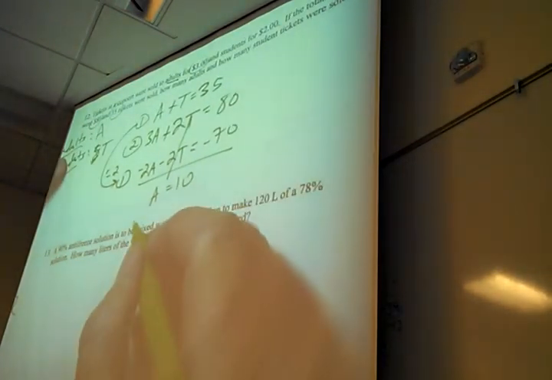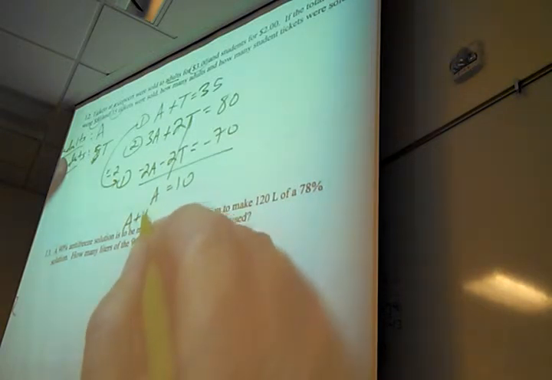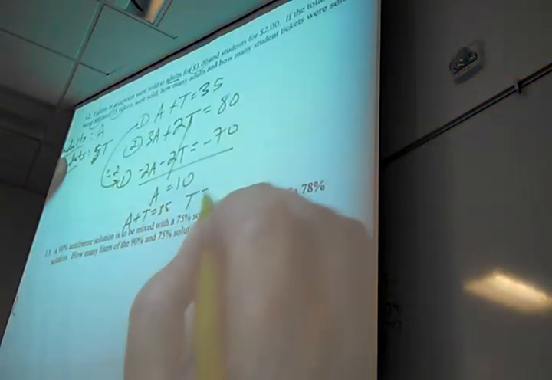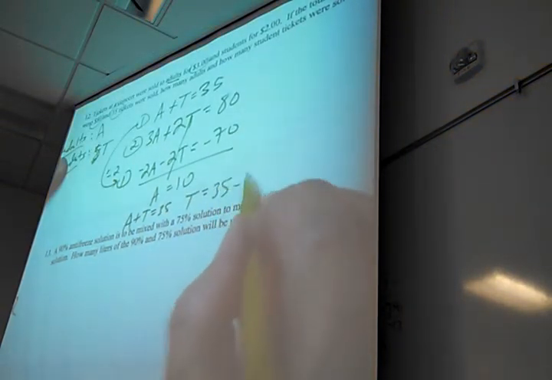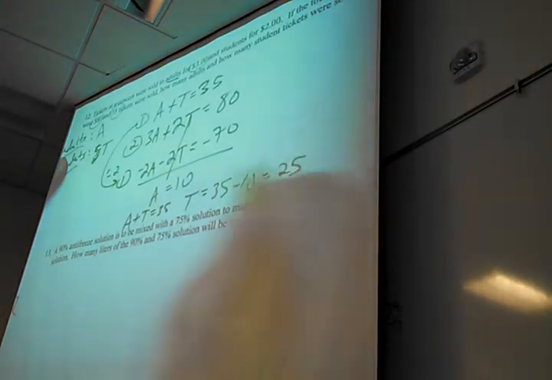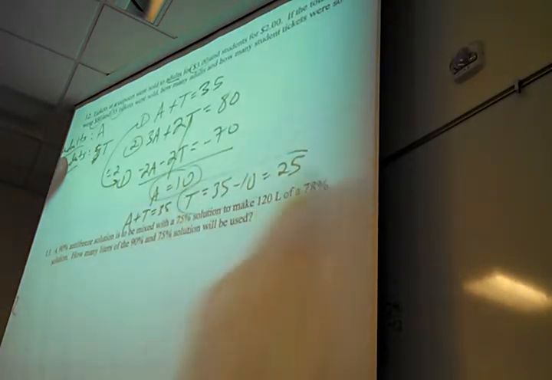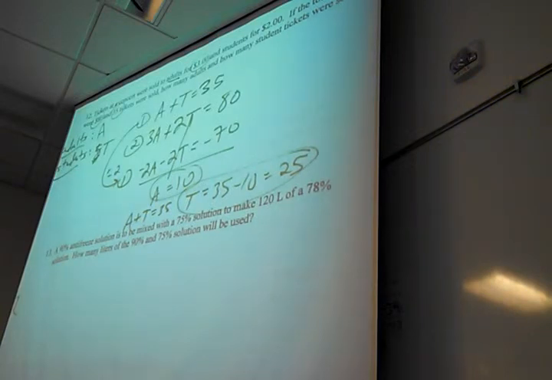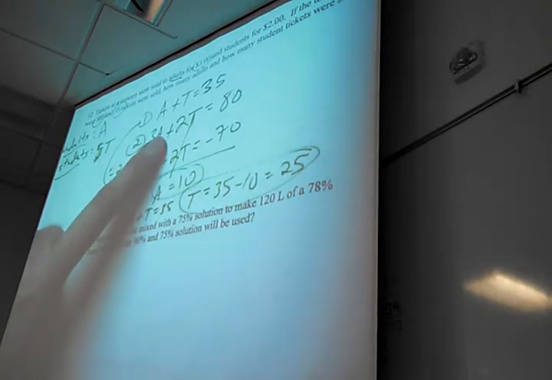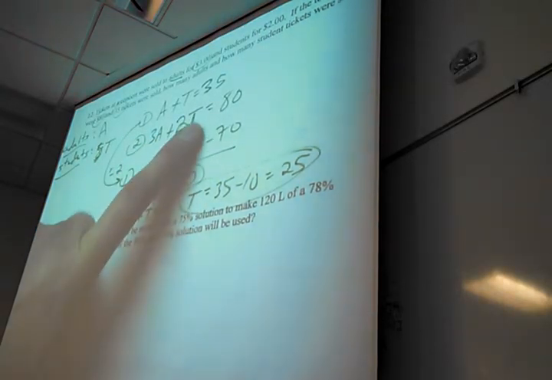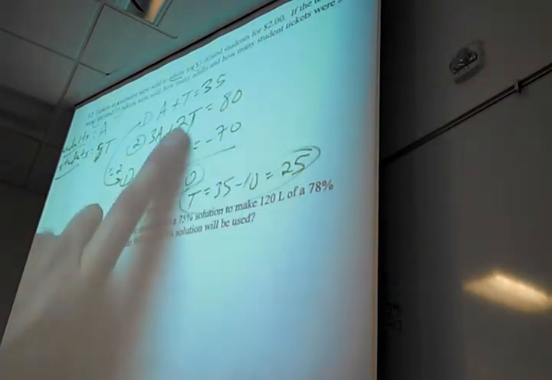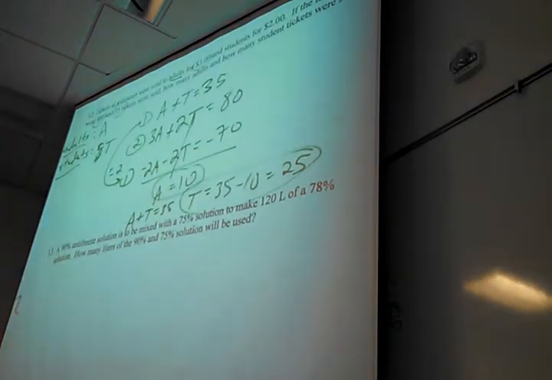So if a is 10, t has to be 35 minus that. T has to be 25. Is that cool? And then to check it, I could do 3 times 10 is 30, plus twice 25 is 50, 30 plus 50 is 80. Yes, it works.